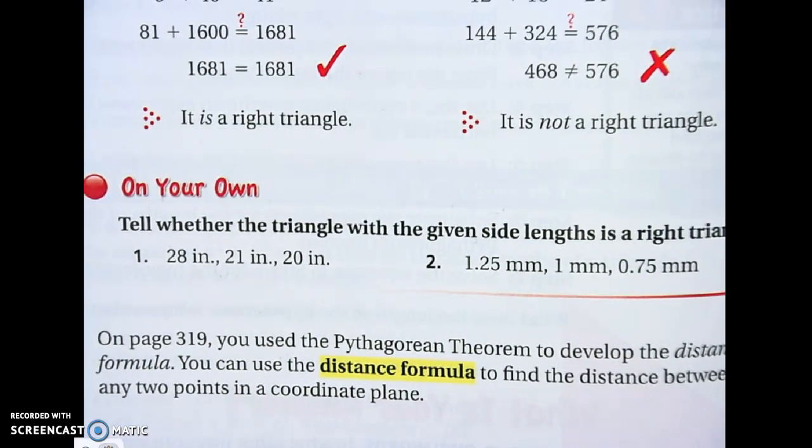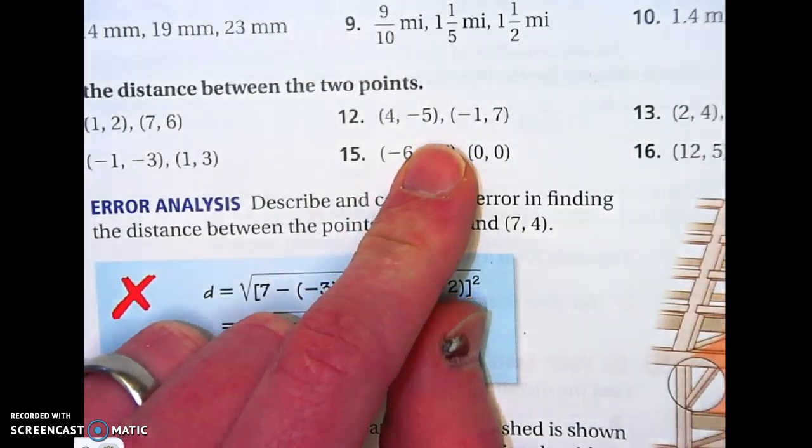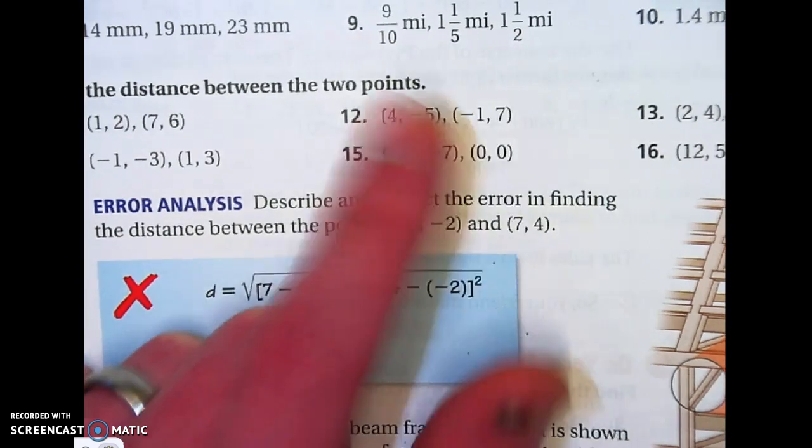If you're going to find the distance from points right here, I would just always use graph paper. Plot the points, draw a diagonal line, and make a right triangle, and use the Pythagorean theorem.